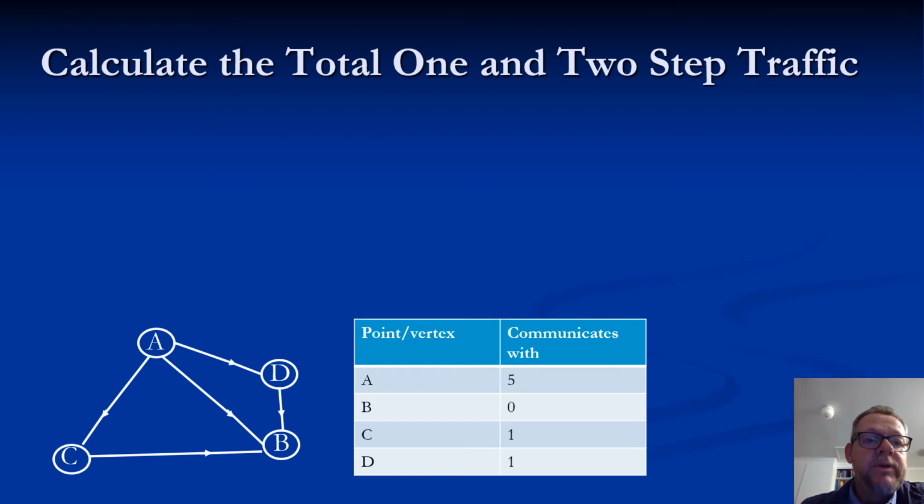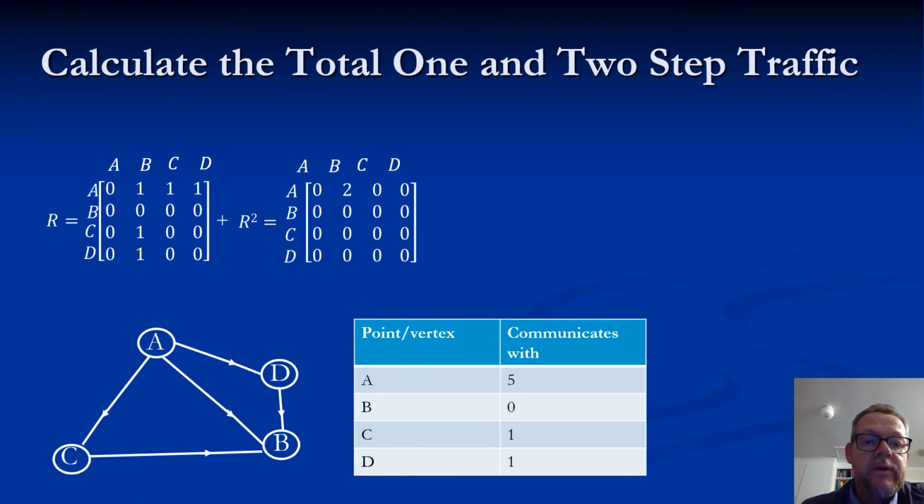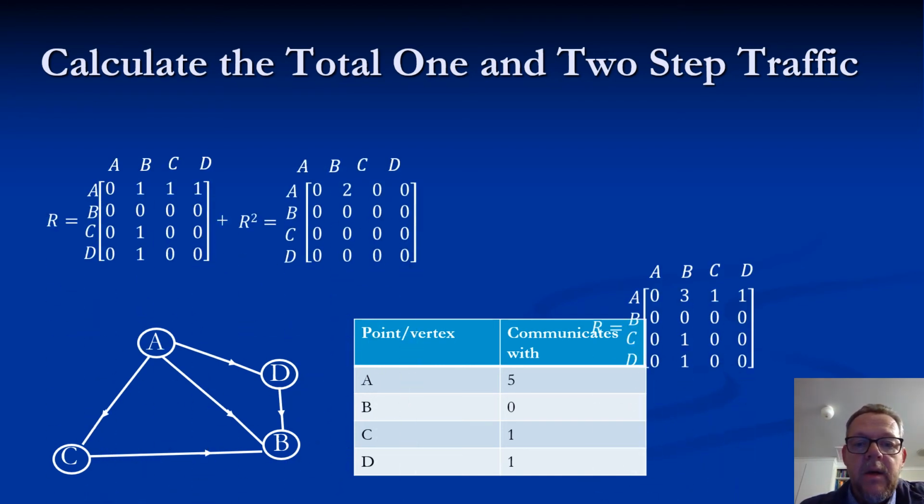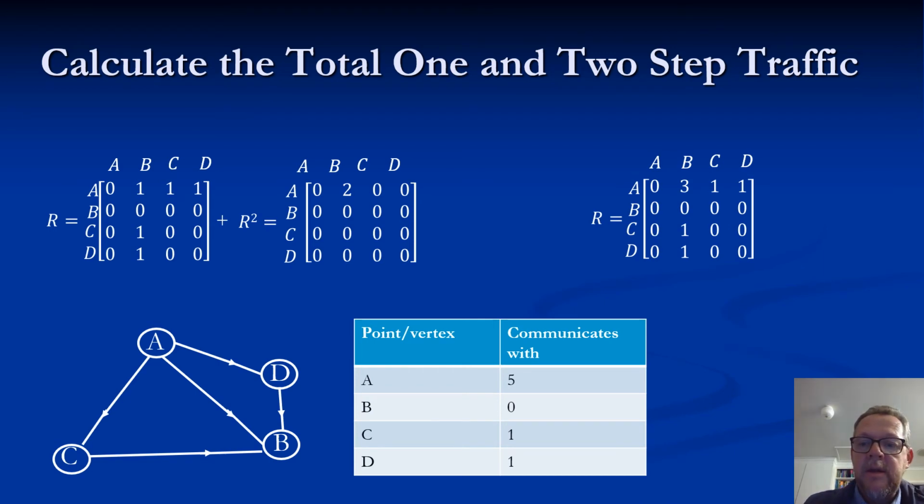And if we want to calculate the total 1 and 2 step traffic, we're just going to add those 2 matrices together, and this is what's indicated. So we've got a total of 1, 2, 3, 4, 5. So A can communicate with 5 different places. B cannot do any, so you can see that there's 0 here, so there's 0 here. C is just a 1, and D is just 1.